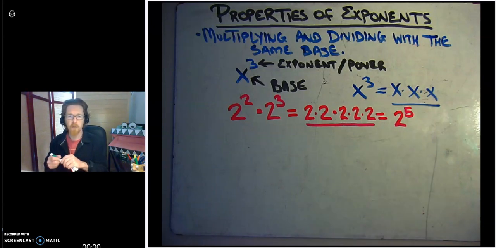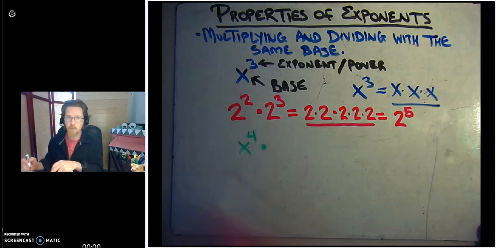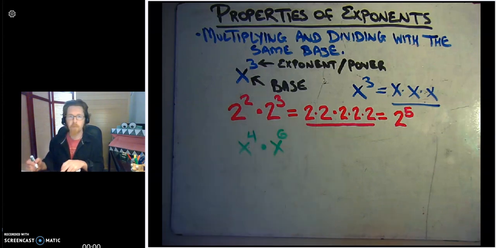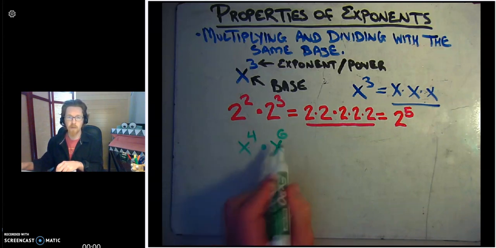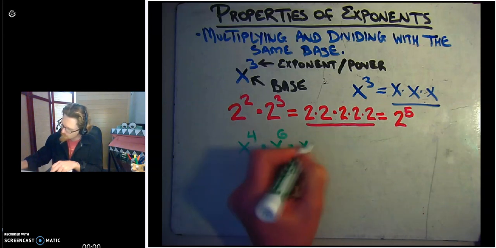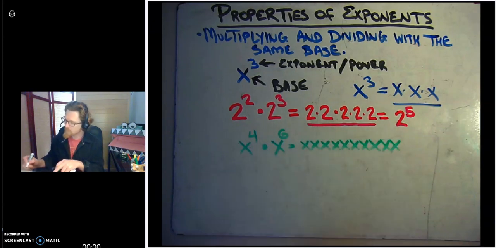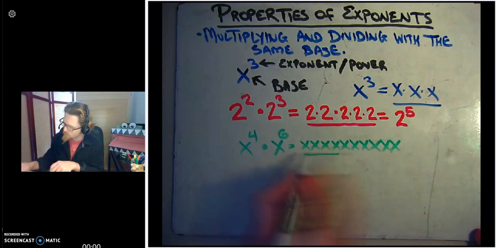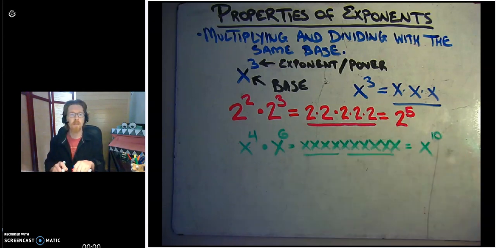Let's generalize this using variables. Let's take the variable x raised to the fourth power, and multiply it by another x raised to the sixth power. We know this represents x by itself 4 times, and this is x times itself 6 times. That's a lot of x's, a total of 10 x's. Here's the x to the fourth, here's the x to the sixth. If I simplify that, I end up with 10 of them.